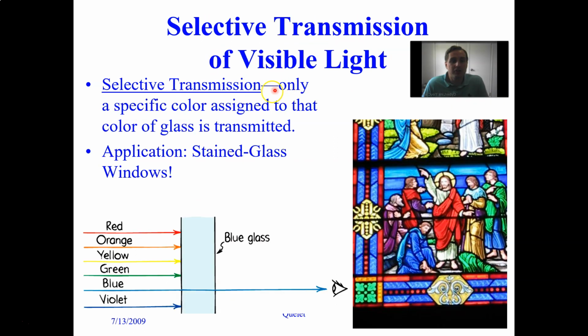What about selective transmission? Only a specific color assigned to that color of glass is transmitted. So this is the idea of filtering. Filtering means instead of reflecting a certain color, we absorb the rest of the colors, but only allow a certain color to be resonant and to transmit through. So this is the idea of color filtering. A good example of this would be a stained glass window. The blue parts of this stained glass window are blue because the white light comes in from the sun outside, but only the blue gets absorbed but then re-emitted in the same direction it's going. So it's transparent to blue.